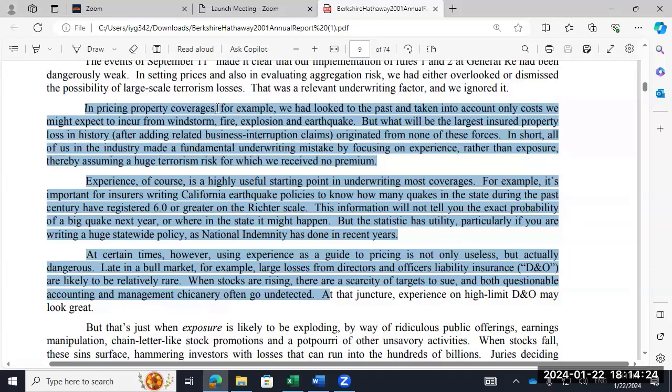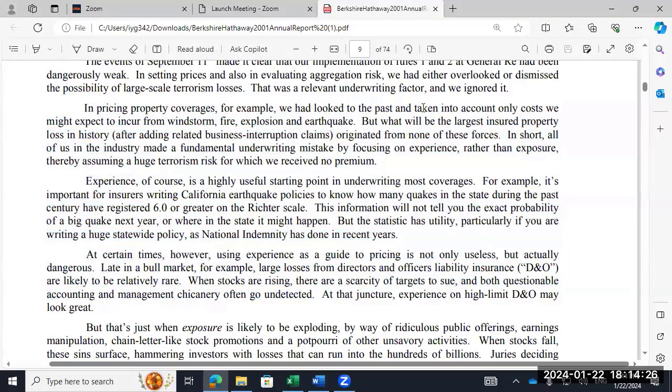So we had looked to the past and taken into account only costs we might expect to incur from wind, fire, explosion, earthquake. What's missing from that list that he was worried about in 2001? Terrorist risk. In 2001, you're looking at the historical terrorism risk, and what do you see? Not a whole lot in the United States.